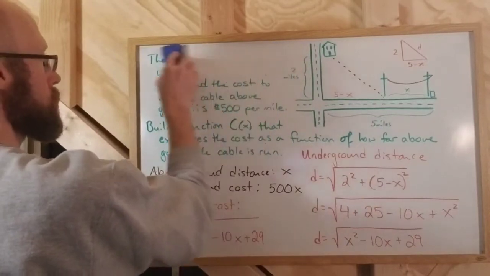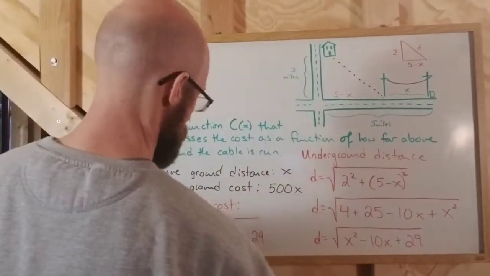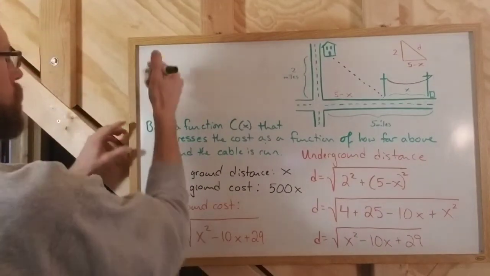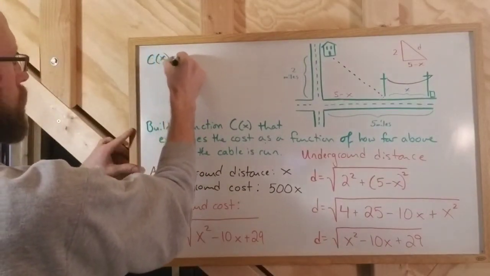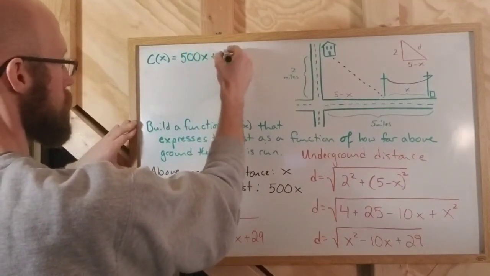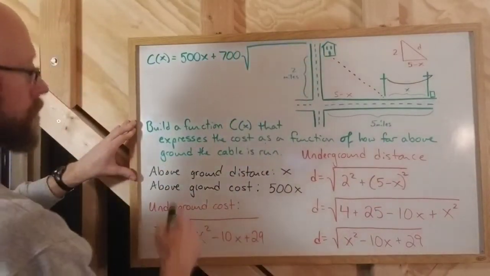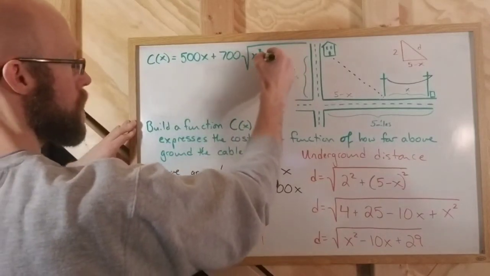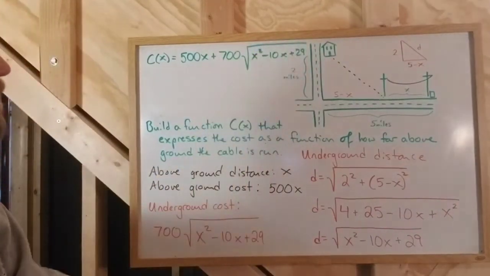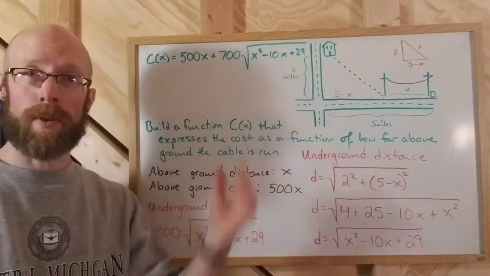Okay, so I'm going to erase a little bit of this so that I have some room to work. Okay, and so in the end, we want our total cost, c of x, to equal 500x plus 700 times this root, which is x squared minus 10x plus 29. All right, that should do.